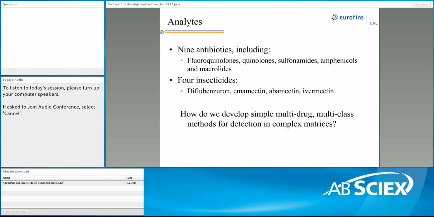The analytes that we have in this method is a total of 13. We have 9 antibiotics, which include fluoroquinolones, quinolones, sulfonamides, amphenicols, and macrolides. The 4 insecticides that we are working with are diflubenzuron, emamectin, abamectin, and ivermectin. So the challenge for us as an analytical lab is how do we develop these multi-drug, multi-class methods that can be easily performed in the lab on complex matrices, give you low detection limits, are reproducible, robust, and that can really be difficult in some of these types of matrices.